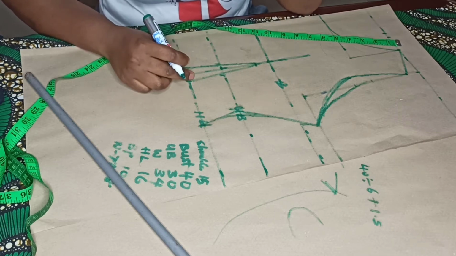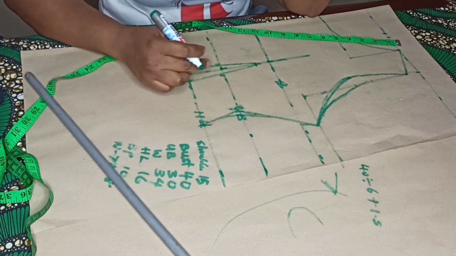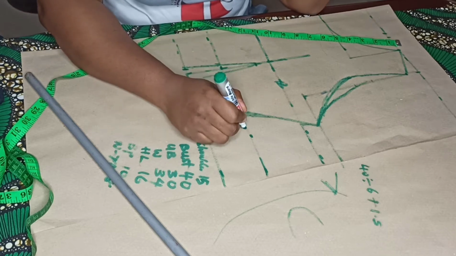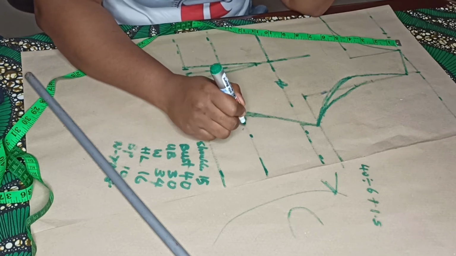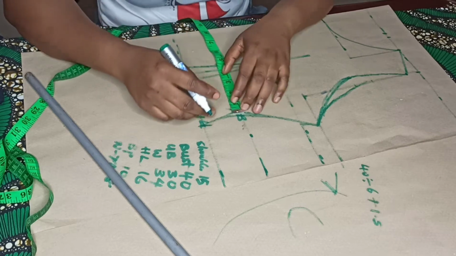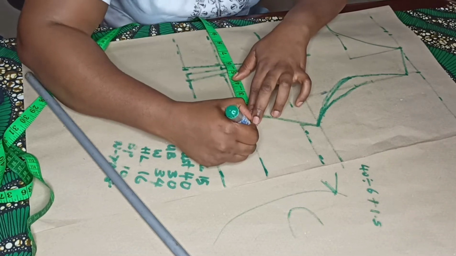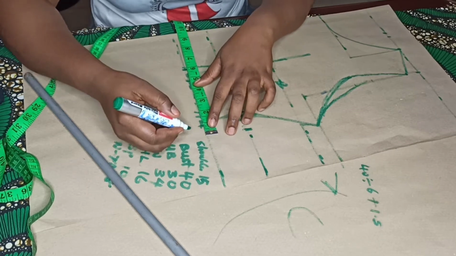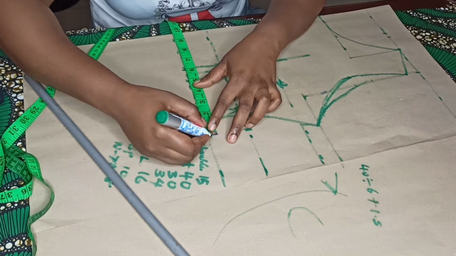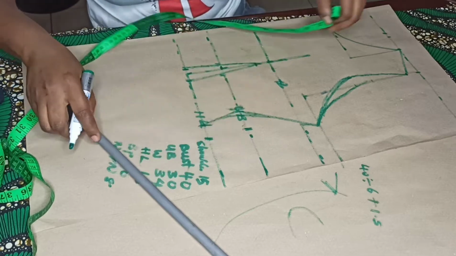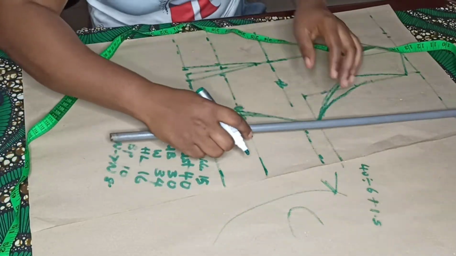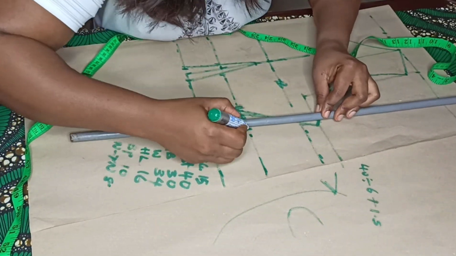Then don't forget that this 1 inch you removed from here, make sure you add it back here. So what we are going to do, this 1 inch we removed here, we're going to add extra 1 inch here and extra 1 inch here. So now it's going to change the shape of our bodice.